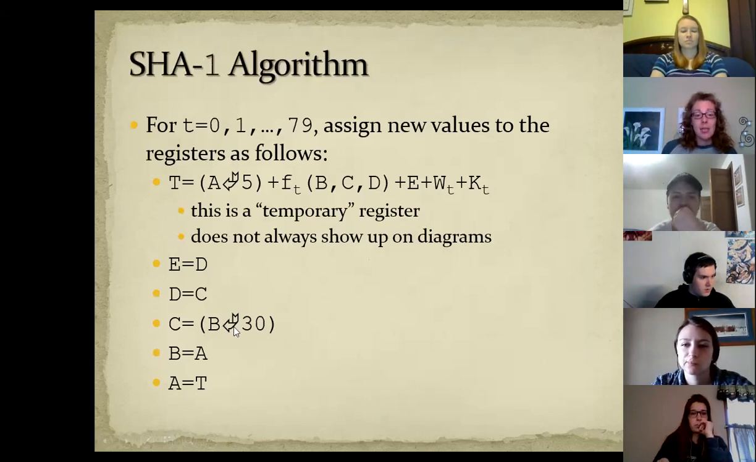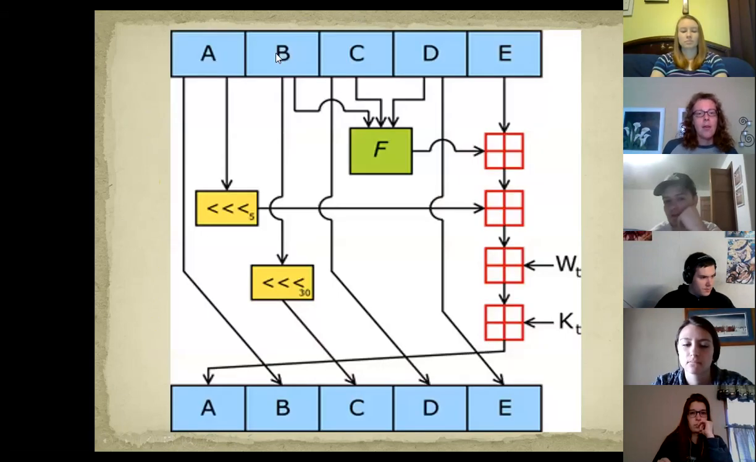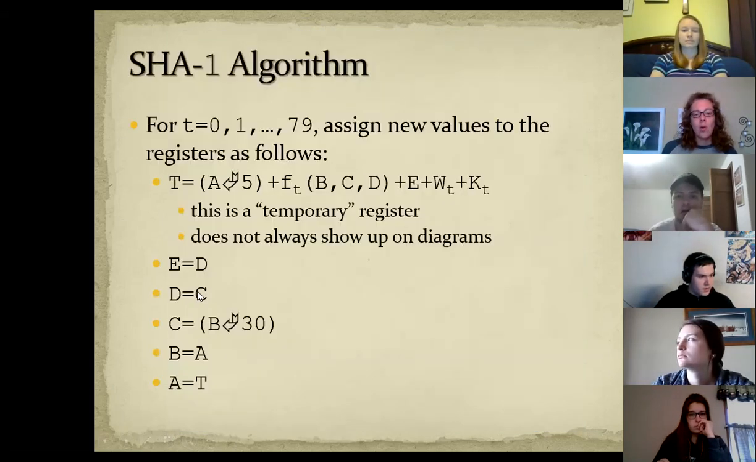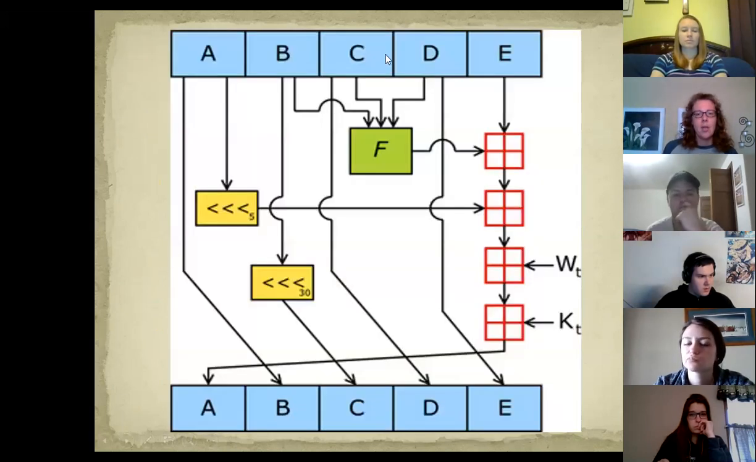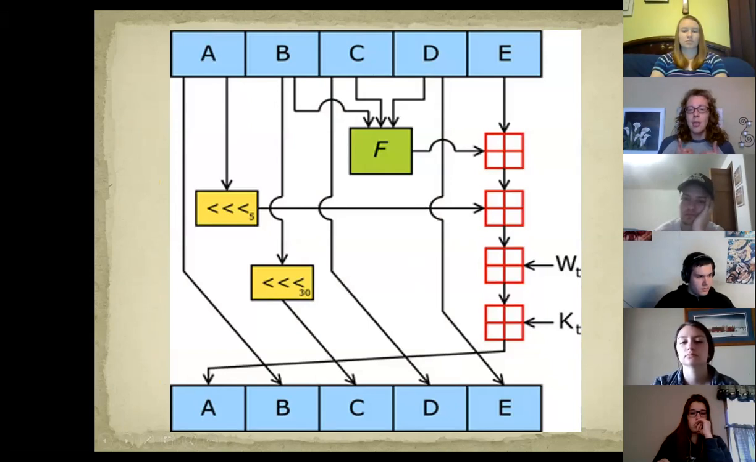Whatever was in B, I'm going to rotate by 30 and put into C. Whatever was in C, I'm going to put into D. Whatever was in D, I'm going to put into E. So that's my new values of these registers. Good-ish, kind of, yes, okay.